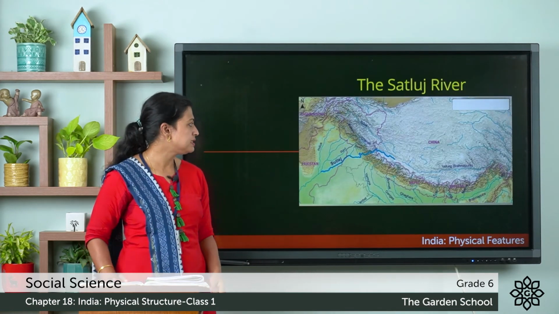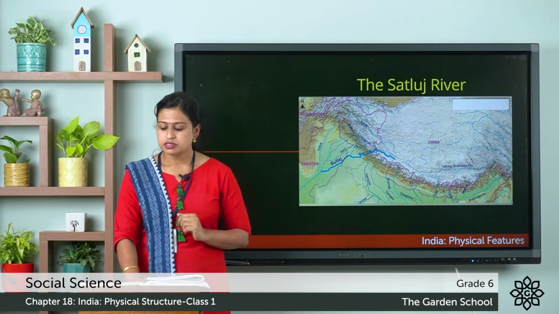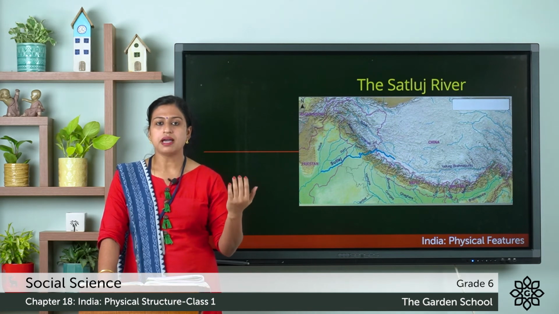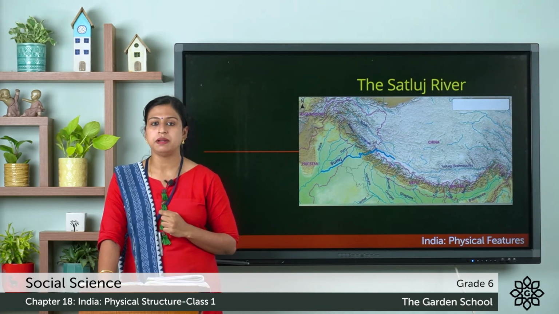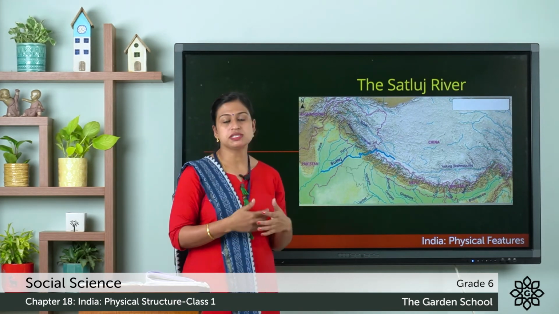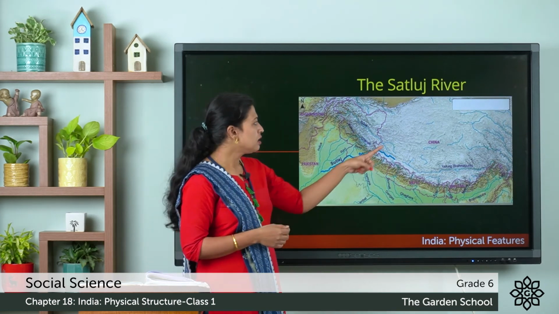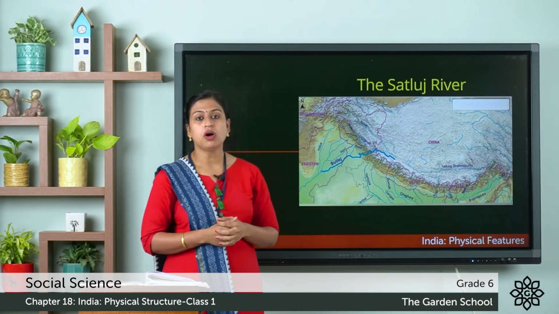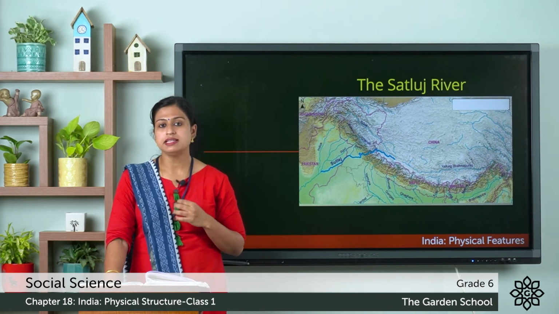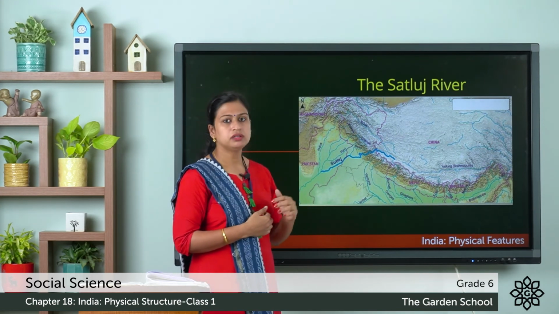So here you can see the Indus River and its tributaries. The part of the northern plain that extends into Pakistan is known as the Indus Plain. As you can see here, the Satluj and the Beas, which is another tributary of river Indus, flow across the western part of the northern plains, and mostly crops like wheat and rice are grown here. So this was about the western part of the northern plain.